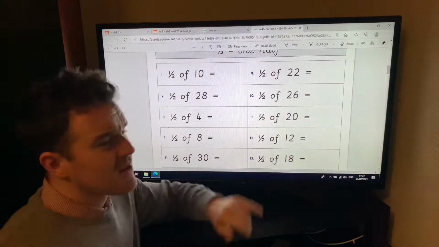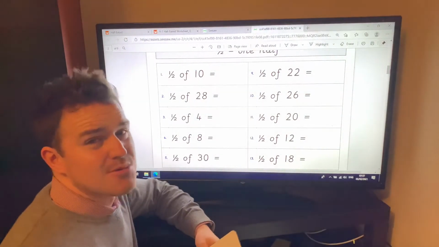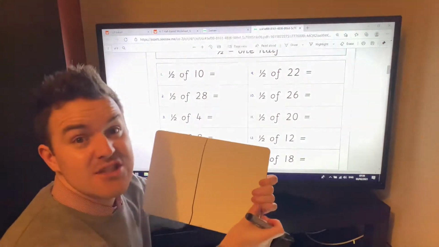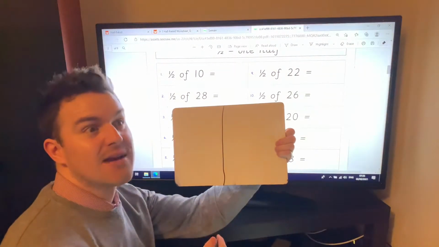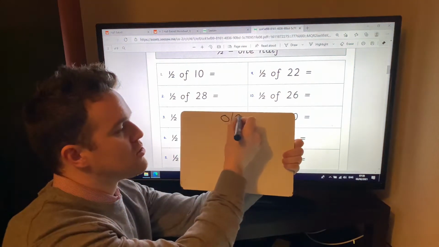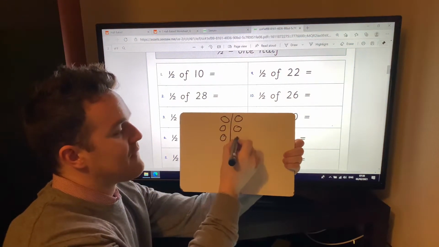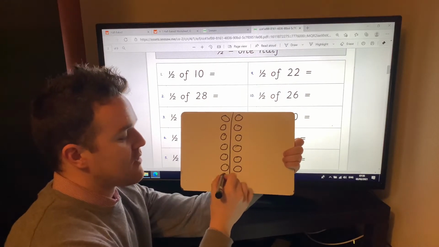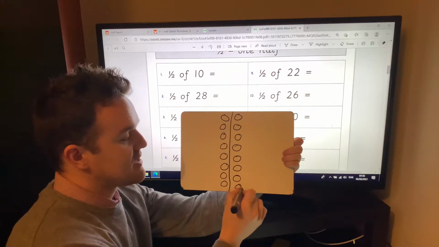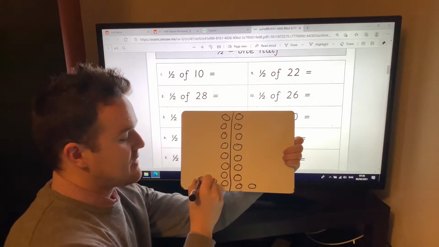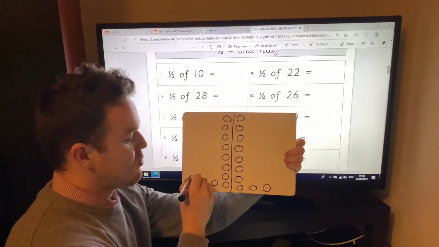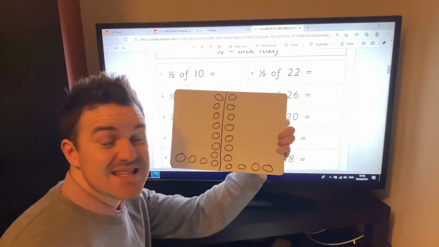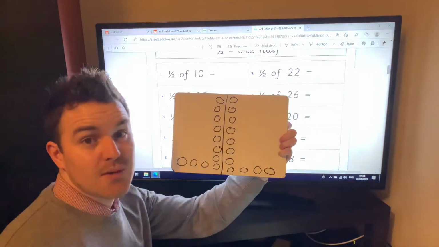So I'm gonna share out. I might say, well, I know half of 10 is 5, so I don't need to work that one out. But I don't know what half of 22 is. So I'm gonna share out 22 between two groups and see what half of 22 is. 1, 2, 3, up to 22. And the way I've done them in a nice straight line makes it easy to see. If I've lost track, I can just catch up to where I was again.